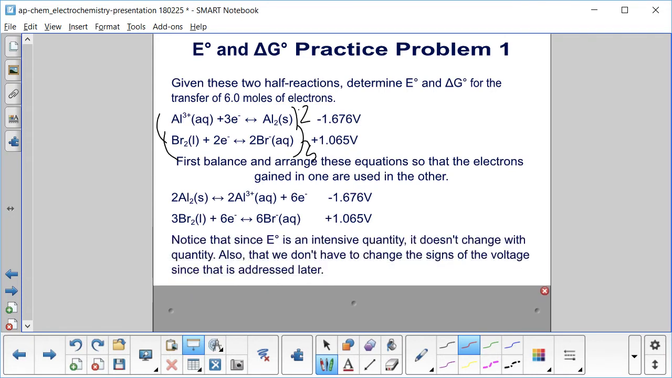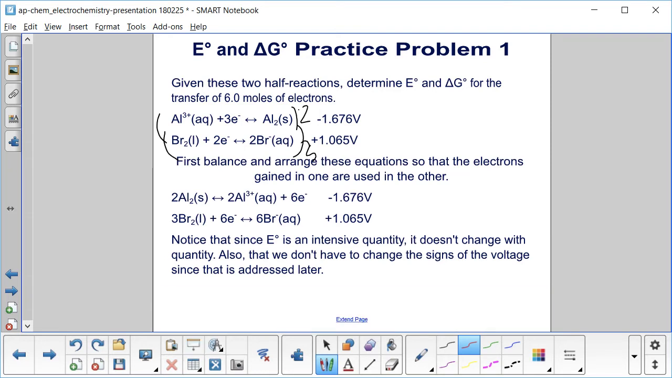Now, we said several slides back that electric cell potential doesn't change with the quantity. So it doesn't matter that we have a different number of moles of electrons here, or moles of reactant and product. That reduction potential doesn't depend on the amount. And also, we don't have to change the signs of the voltage because we deal with that later when we talk about the cathode minus the anode. So even though I flipped the reaction, I leave that standard reduction potential as negative because that's the potential as if it were being reduced, and that's how we use it in our cell potential equation.